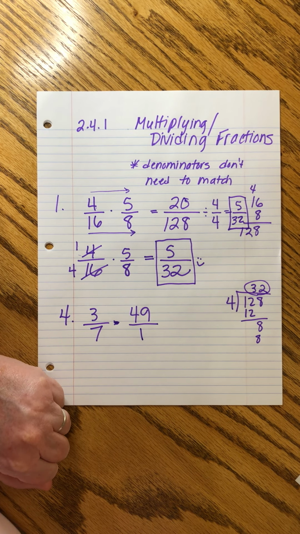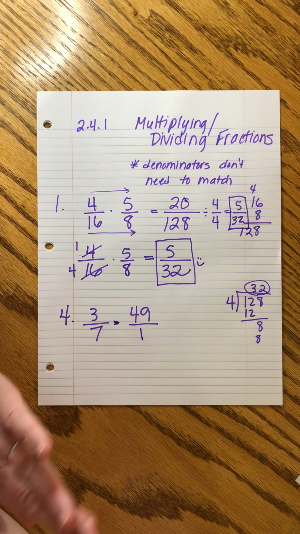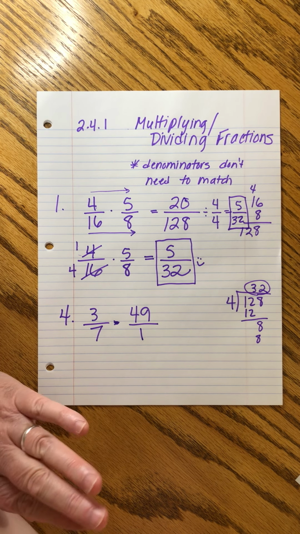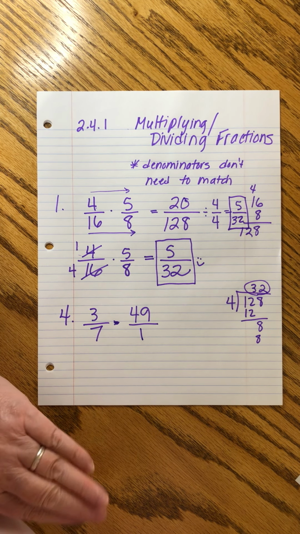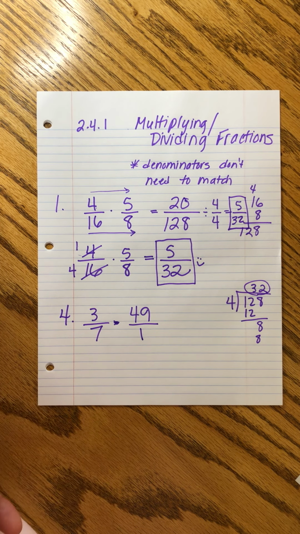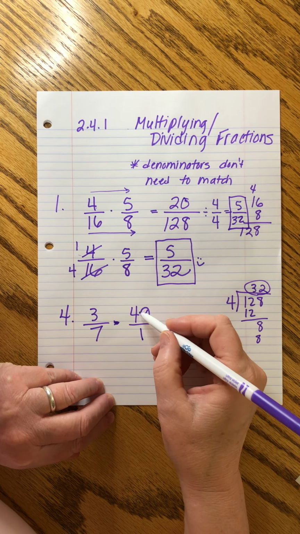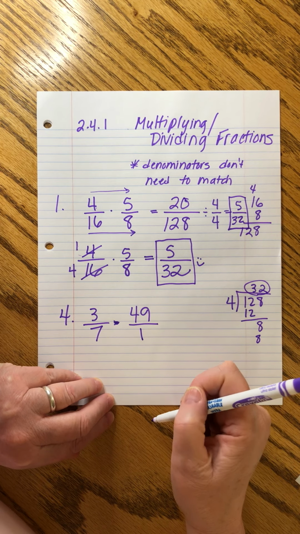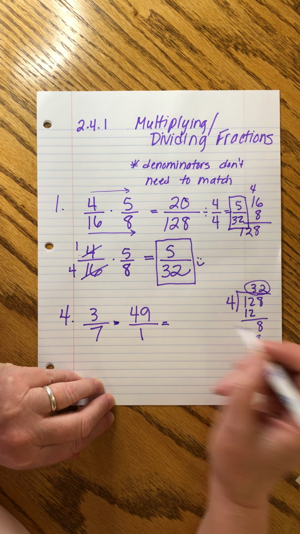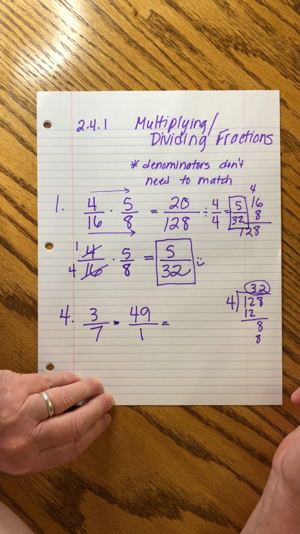Super important, right? Whole numbers we place over a 1 so that they can be, well, this is the way I always say it, we want to put them in the fraction club, right? Whenever we're doing an operation, adding, subtracting, multiplying, or dividing with fractions, we want everybody to be in the fraction club. So this is how I can turn 49 into a fraction, is put it over 1. Now we're ready to check and see, is there any canceling we can do before we multiply?